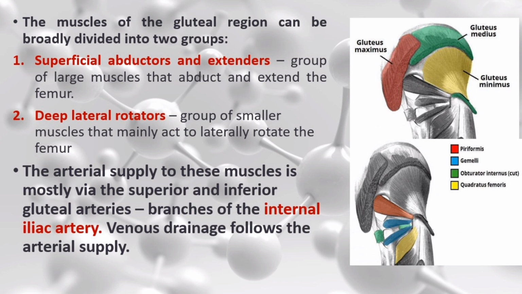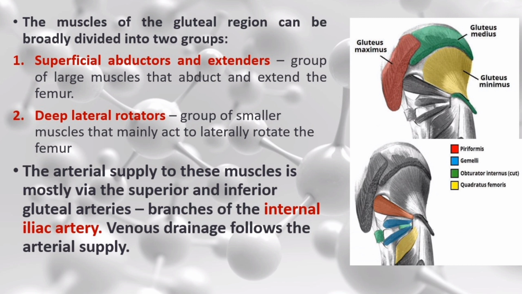The muscles of the gluteal region can be broadly divided into two groups. Superficial abductors and extensors, a group of large muscles that abduct and extend the femur. Includes the gluteus maximus, gluteus medius, gluteus minimus and tensor fasciae latae. Deep lateral rotators, a group of smaller muscles that mainly act to laterally rotate the femur. Includes the quadratus femoris, piriformis, gemellus superior, gemellus inferior and obturator internus.